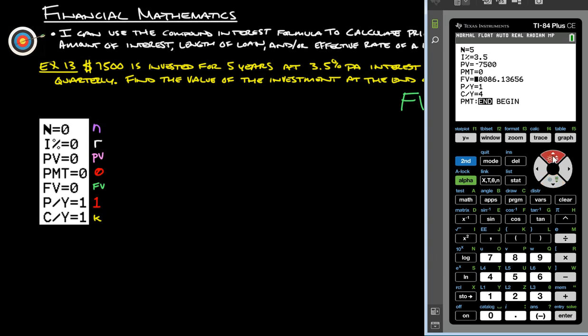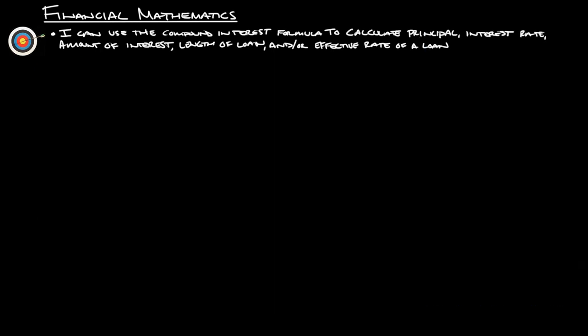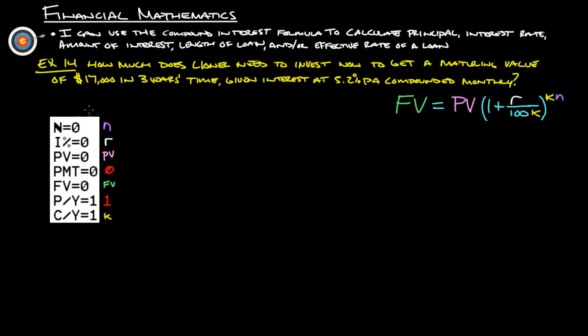Okay? So then what we do is we go back. We're trying to figure out what the future value is, so we highlight that, push alpha, and then solve, which is enter. And that tells us it will be worth $8,927.55. Okay? All right, let's take a look at another example here.